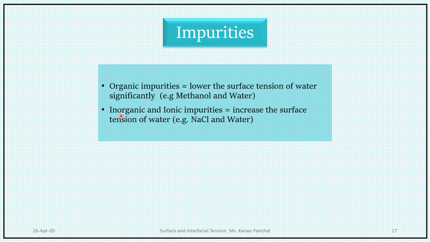On the other hand, if you have inorganic or ionic impurities, they increase the surface tension because they are not present at the interface. They are present in the bulk, and the force of adhesion between these two is not high. That is the reason why the surface tension of groundwater or tap water is higher than the surface tension of distilled water. How are you going to remember this? I for inorganic, I for ionic, I for increase in surface tension, and the opposite, O for lower surface tension.